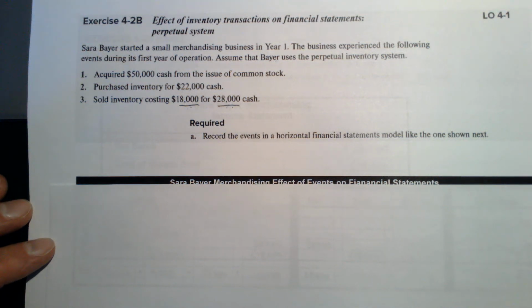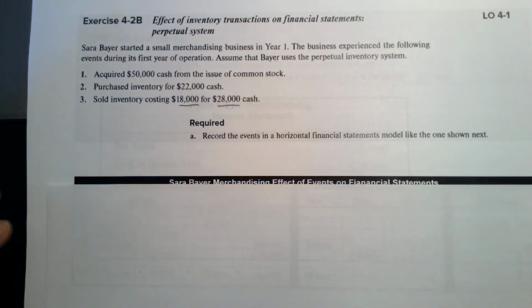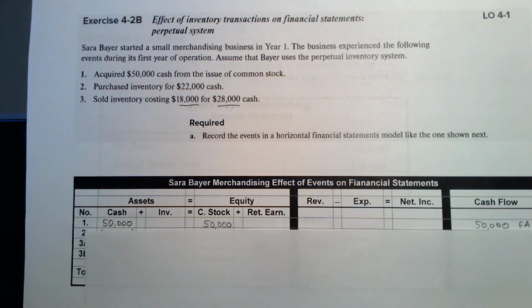Okay, let's take a look at the exercises that are similar to your homework for the first assignment for Chapter 4. So this first problem, we have a company that starts a merchandising business in year 1, and they have the following transactions. So we're going to put those on the grid, and then we'll look at a quick financial statement. So number 1, she acquires 50,000 cash from issuing common stock.